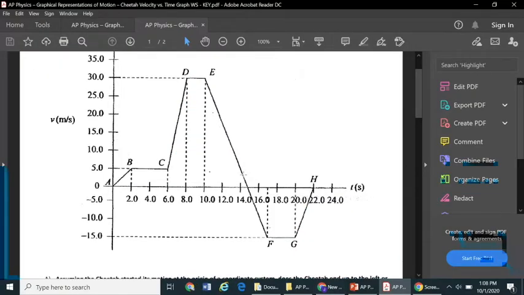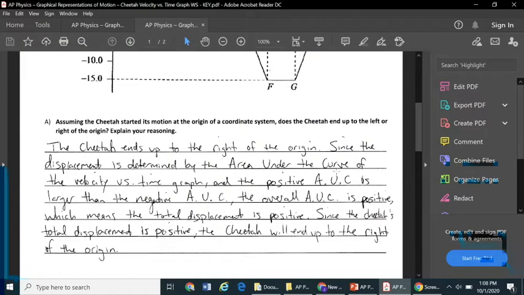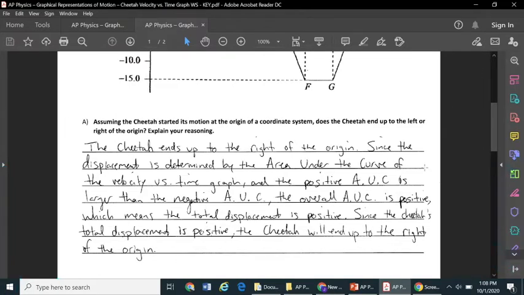And so looking at the answer key, your answer should look something like this. What I wrote is: the cheetah ends up to the right of the origin, since the displacement is determined by the area under the curve of the velocity versus time graph, and the positive area under the curve is larger than the negative area under the curve, the overall area under the curve is positive, which means that the total displacement is positive. And so we can wrap that up by saying, since the cheetah's total displacement is positive, the cheetah will end up to the right of the origin.